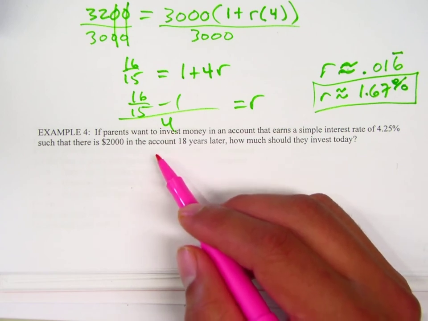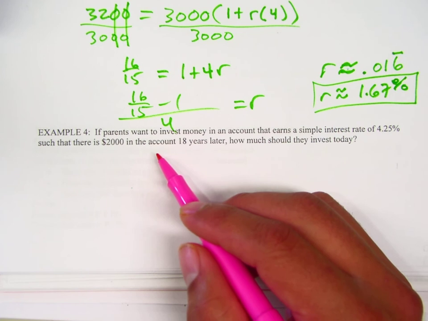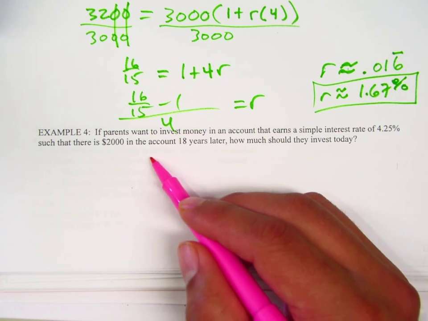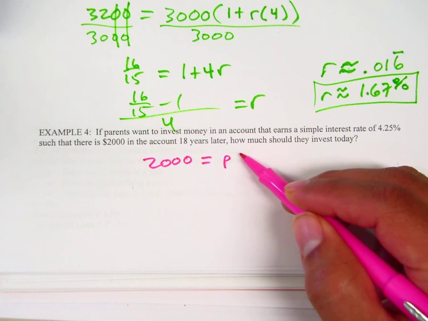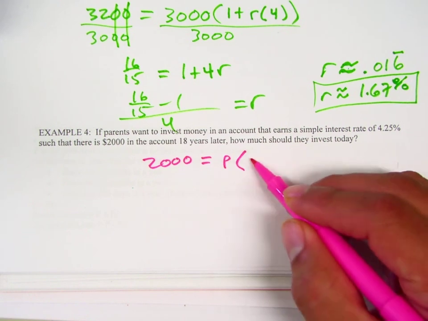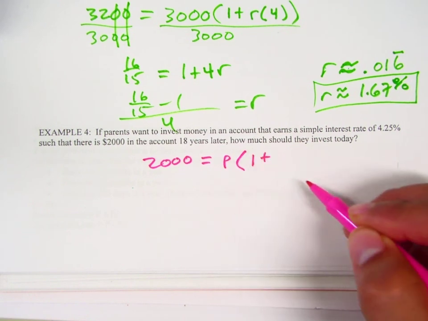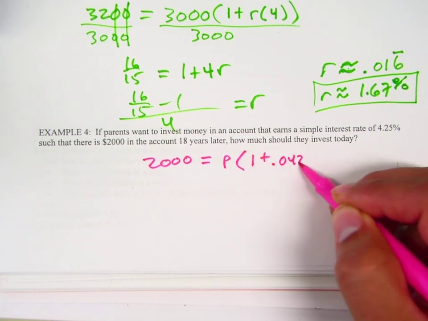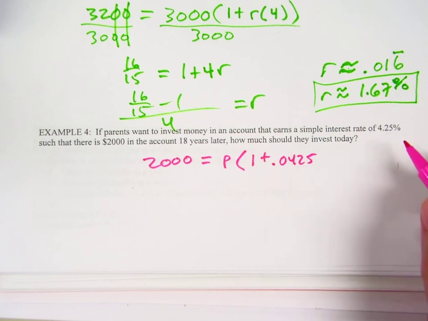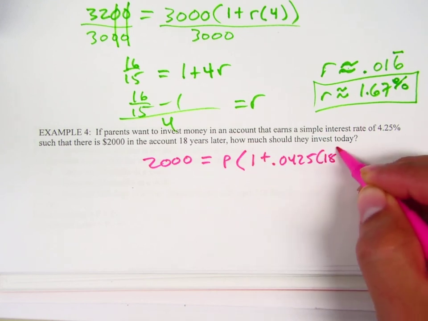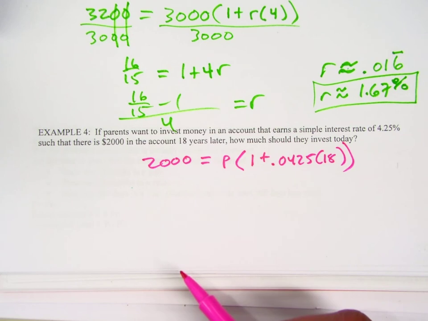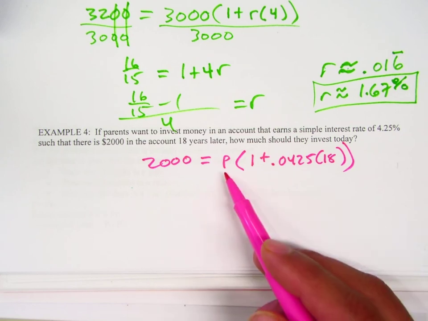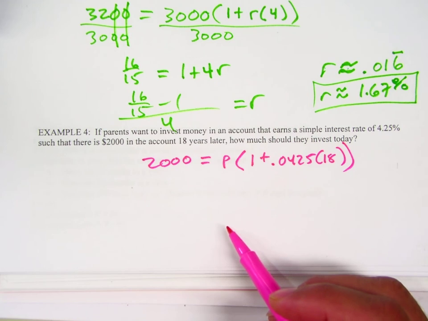Jared, go ahead. 2,000 equals P. Mm-hmm. And then in parentheses, 1 plus the rate, which was 0.0425. Mm-hmm. And then 18 years. Okay, so there's the setup. And now we just got to solve for P, right? So what can I do next? So like actually figure that part out, okay?